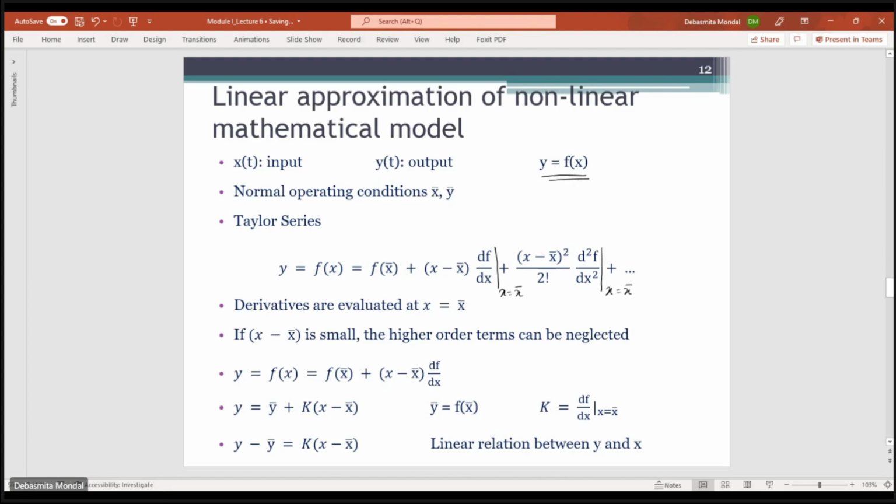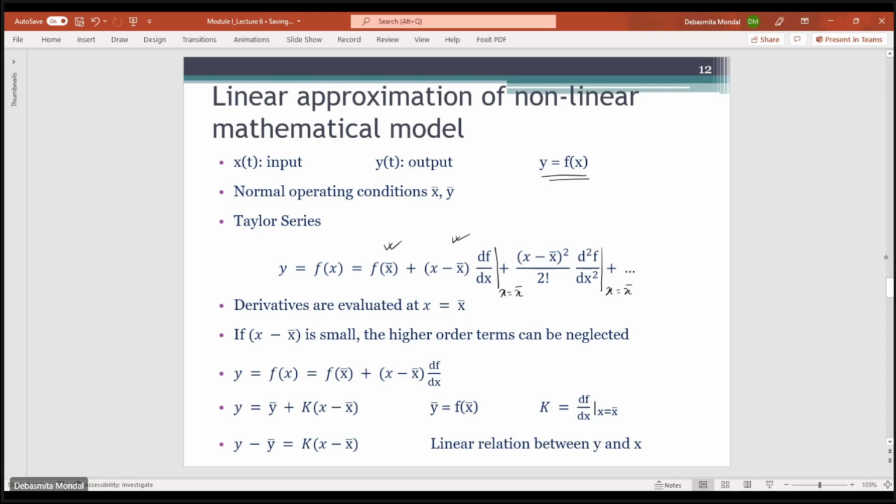Okay, around the operating point. Now consider the case where the value of x minus x bar is very small. In that case, you can ignore the higher order terms. If x minus x bar is very small, then (x minus x bar) squared will be even smaller. So you can ignore the higher order terms and just retain the first and second terms, and write y equals f(x bar) plus (x minus x bar) times df/dx.